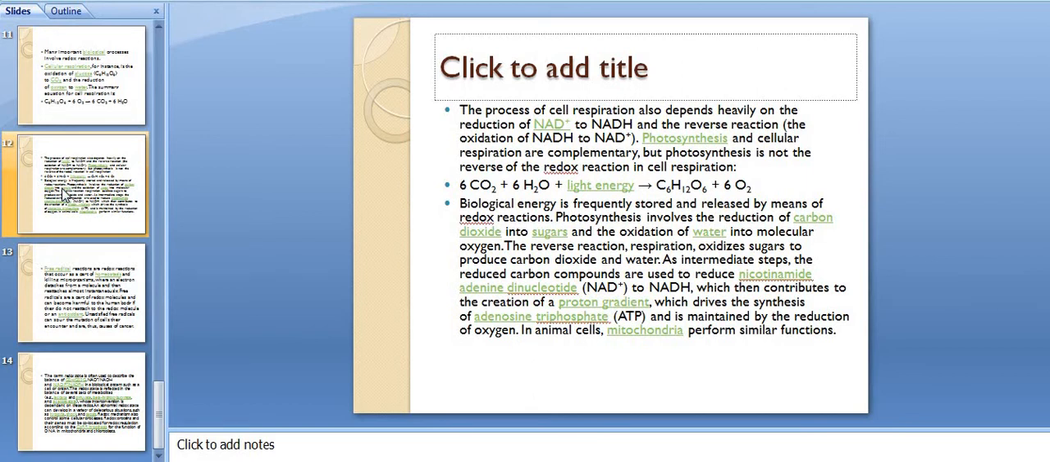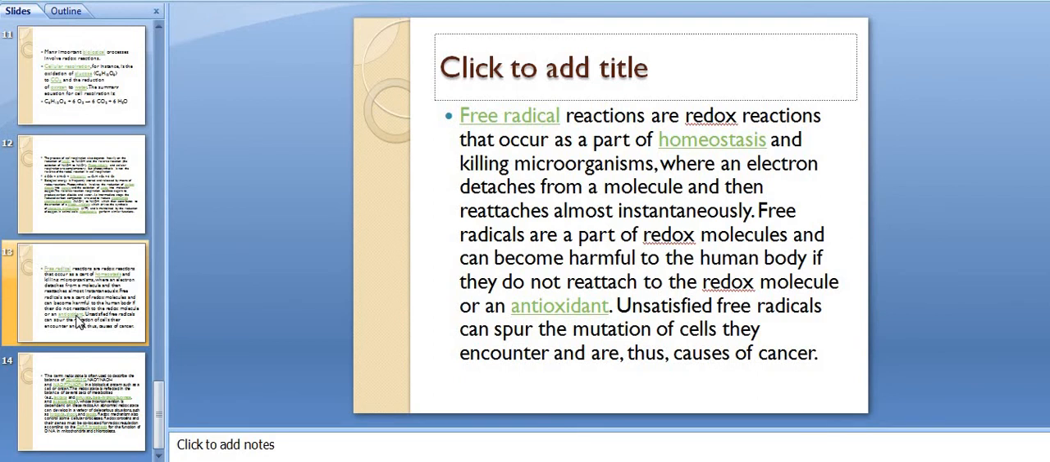As intermediate steps, the reduced carbon compounds are used to reduce nicotinamide adenine dinucleotide to nicotinamide adenine dinucleotide hydrogen, which then contributes to the creation of proton gradients that drive the synthesis of adenosine triphosphate and is maintained by the reduction of oxygen. In animals, the mitochondria perform similar functions.